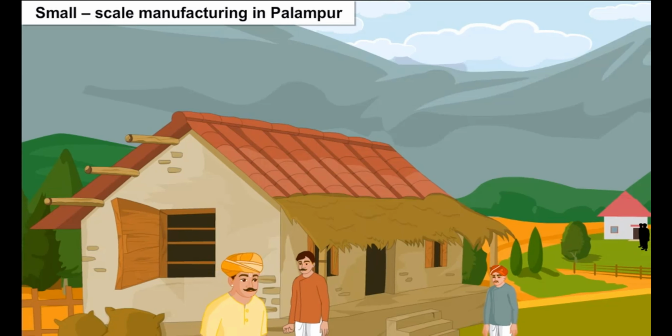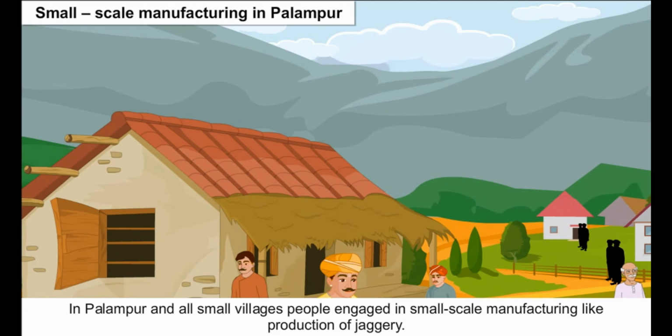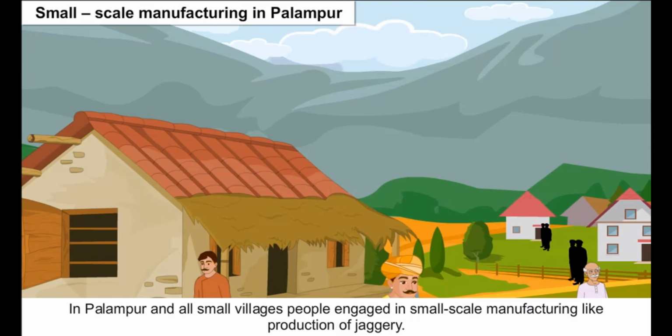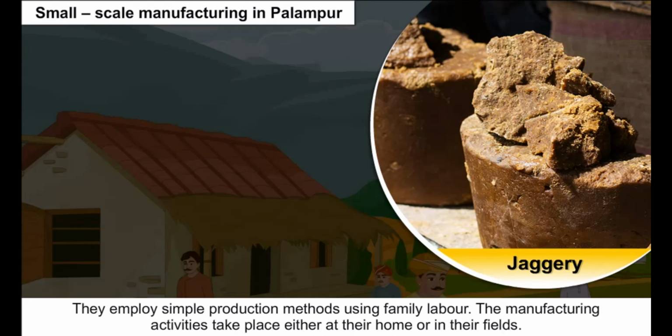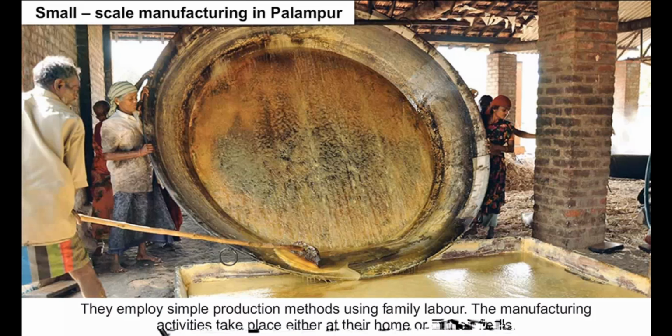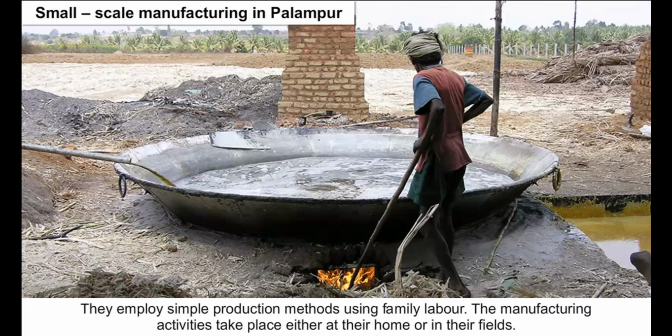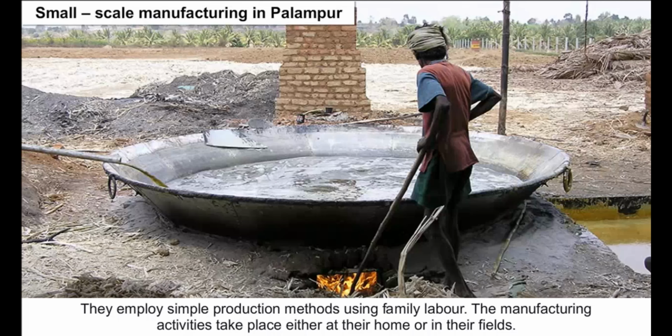Small-scale manufacturing in Palampur. In Palampur and all small villages, people engaged in small-scale manufacturing like production of jaggery. They employ simple production methods using family labor. The manufacturing activities take place either at their home or in their fields.